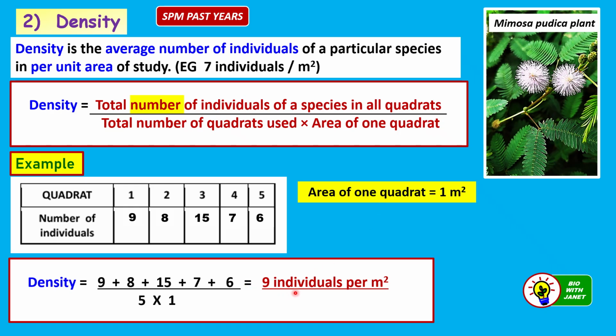So your answer will be 9. 9 what? 9 individuals, or 9 of these Mimosa pudica plants. 9 plants per meter squared. So take note of the unit, individuals per meter squared.